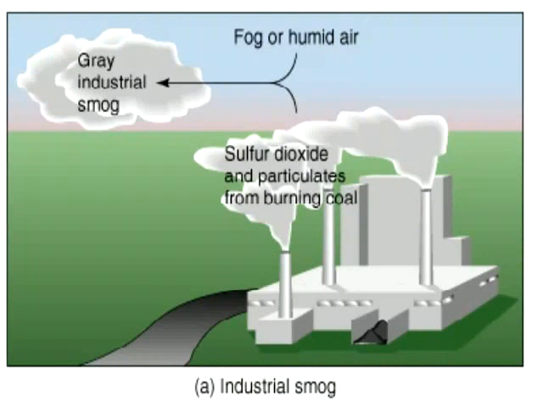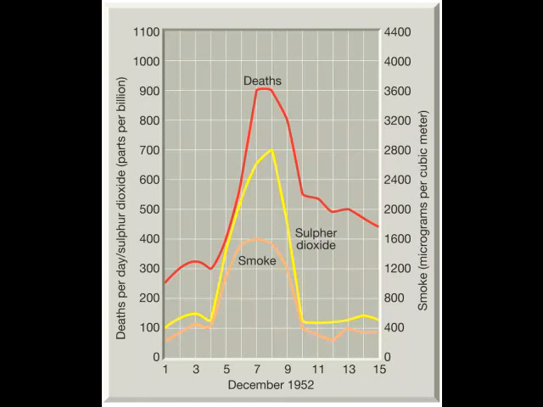Another form of smog is the so-called industrial or London type smog that is based mainly on sulfur oxides and particulates from burning coal that mix in fog or humid air and produce this gray industrial smog. The worst event of industrial smog happened in London in 1952. It resulted in thousands of deaths.